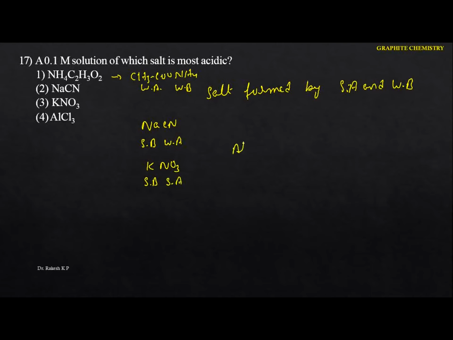If we're talking about aluminium chloride, this salt is obtained from a strong acid, hydrochloric acid, and a weak base, aluminium hydroxide. So hydrochloric acid is strong, and this is the salt we get between the strong acid and the weak base. Hence in this case the option is the fourth one.